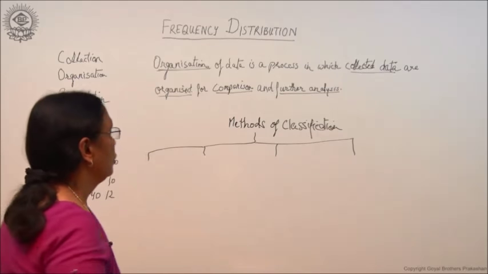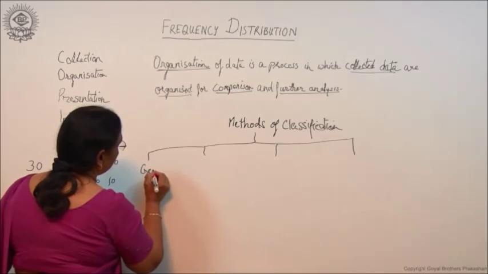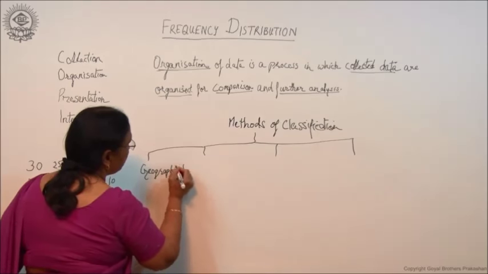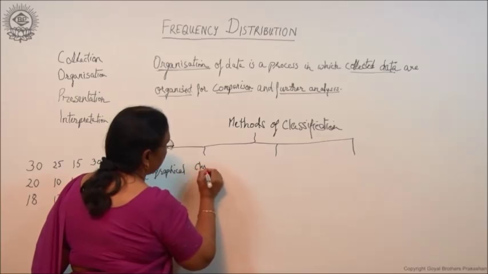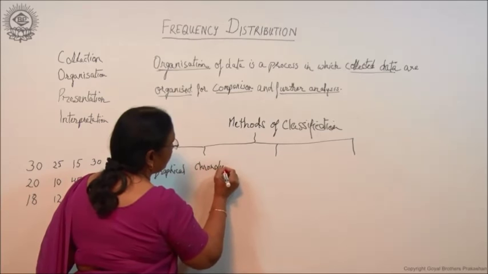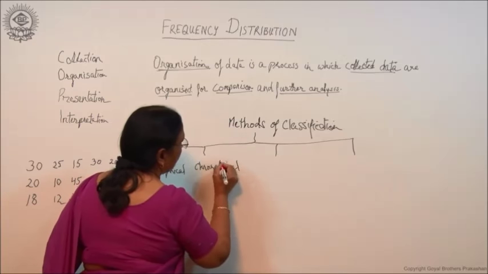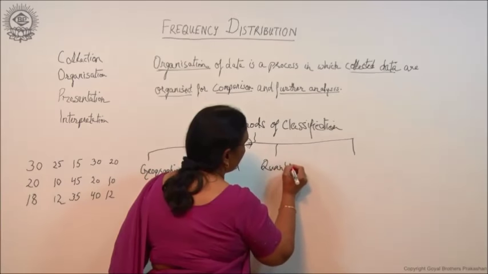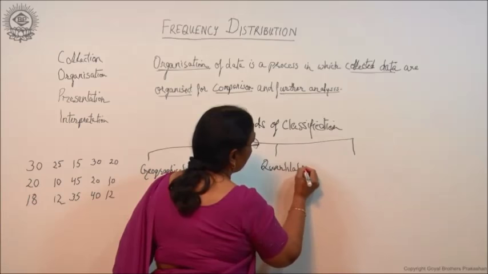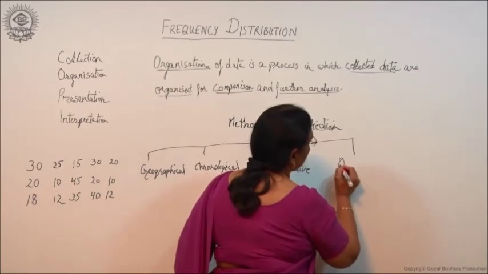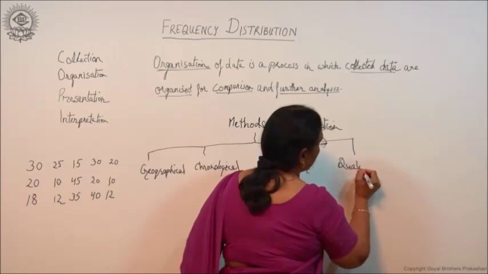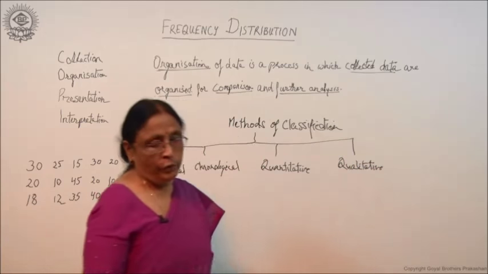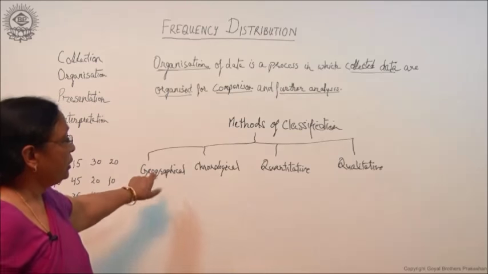Now the first one is known as geographical classification. Second is chronological classification. Third is quantitative classification. And the fourth one is qualitative classification. Now let us take these four in detail.